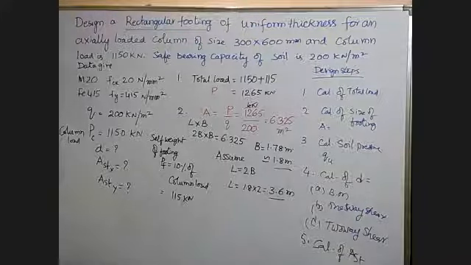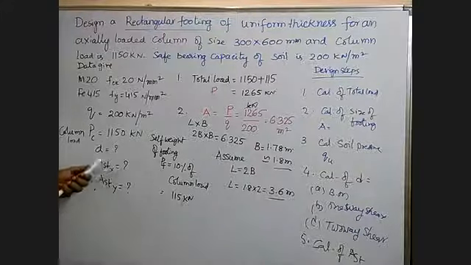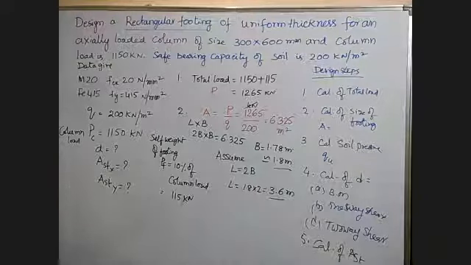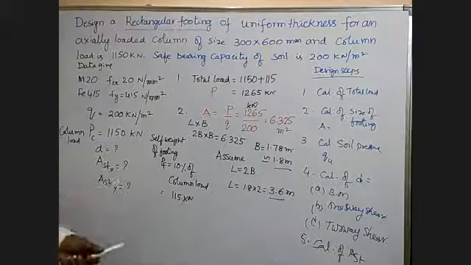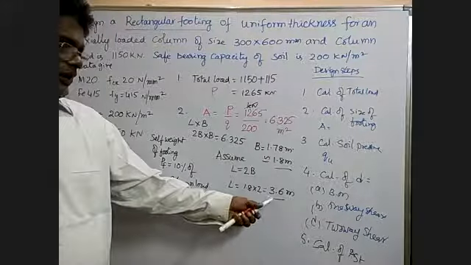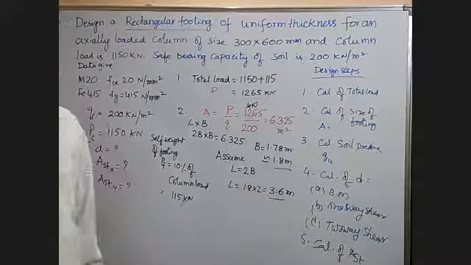The remaining procedure is the same. The only thing is you need to calculate the steel in both directions, whereas in the square footing you calculate the steel only in one direction and provide the same in the other direction also. But here the dimensions are different in the rectangular footing.